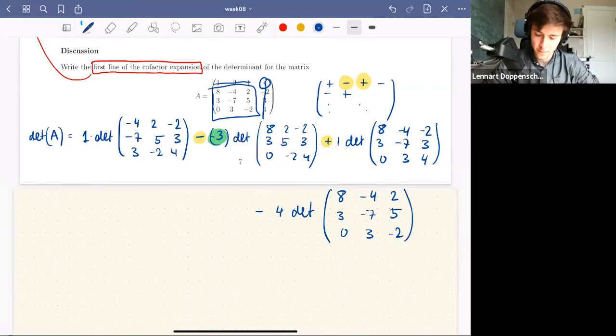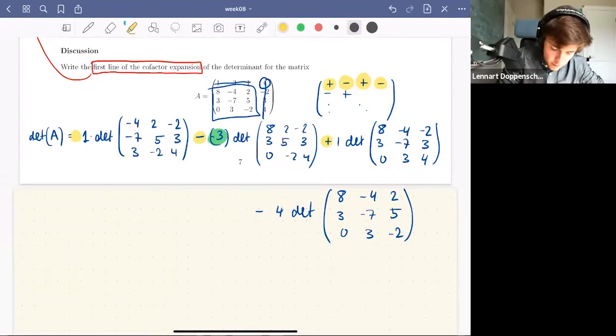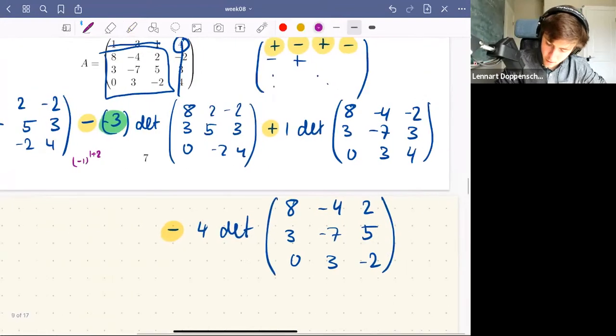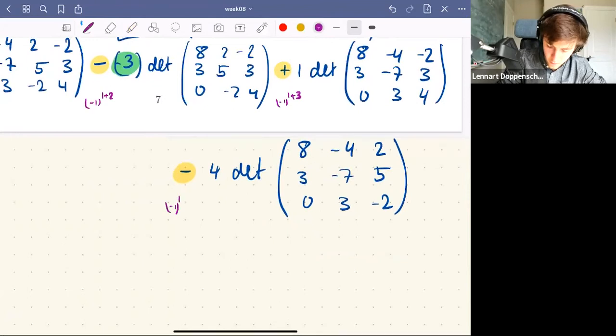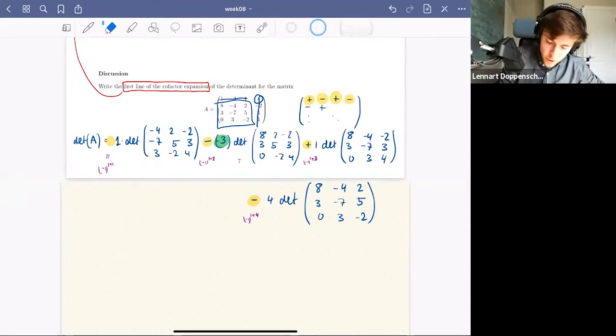Yep, that's correct. And the signs, I just highlighted these signs here. There's a plus in front of the first one, the minus, the plus, and the minus. And you could have also gotten these, maybe in a different color, as -1 to the 1 plus 1, -1 to the 1 plus 2, -1 to the 1 plus 3, and this one as -1 to the 1 plus 4. This was just choosing the first row. We could have chosen any other row.